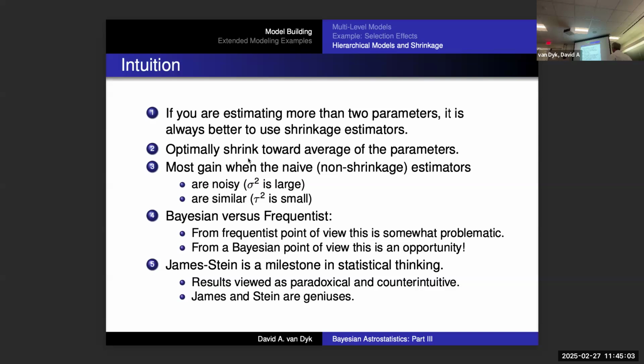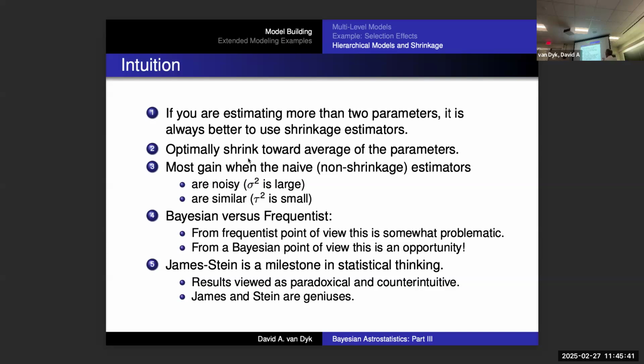Bayesian versus frequentist. From a frequentist point of view, this is somewhat problematic. What's problematic is that all of these things I'm saying depend on the true values of the parameters. If the globular clusters are very homogeneous in terms of their parameters, well, how do you know that in advance? Well, if you're a Bayesian, it's exactly what we do. We say, well, what do you think about these parameters before? That's what prior distributions do. So from a Bayesian point of view, it's an opportunity to get more mileage out of your priors. From a frequentist point of view, it's like, but I don't know.